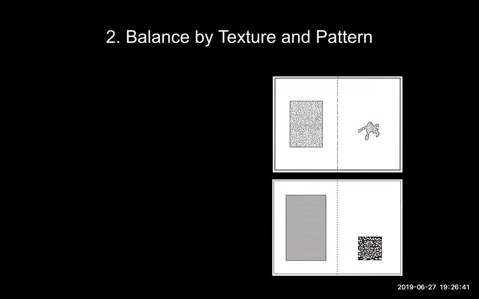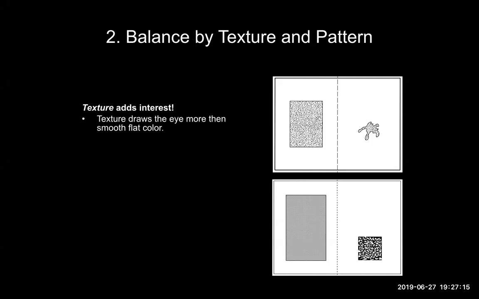Here are some examples of balancing by texture and pattern. On the left, we have these large rectangles. The top one has quite a lot of texture, but it's balanced pretty well on the right by a smaller shape that has the same texture, but is a much more random and organic shape. So our eyes are kind of drawn to those organic, irregular shapes.